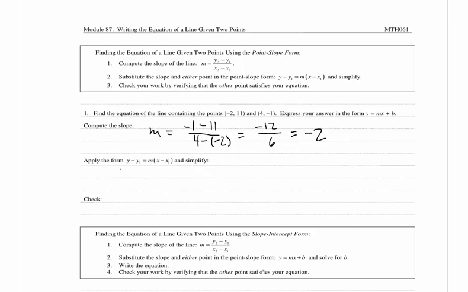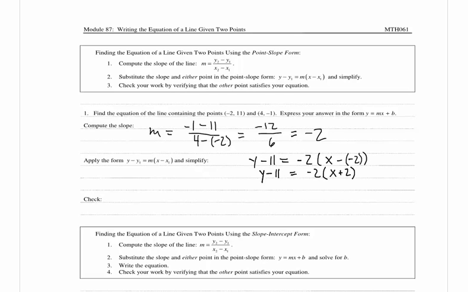So our slope is -2. And now they want us to apply the form y minus y1 is equal to m times x minus x1 and simplify. And we can choose either point. And we're going to use the other point to verify. So I'm just going to use my first point, (-2, 11), and I have y minus 11 is equal to m, which is -2, times x minus x1, which was -2. So y minus 11 is equal to -2 times x minus a -2, which is x plus 2.